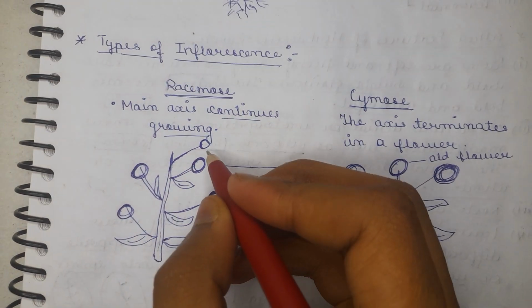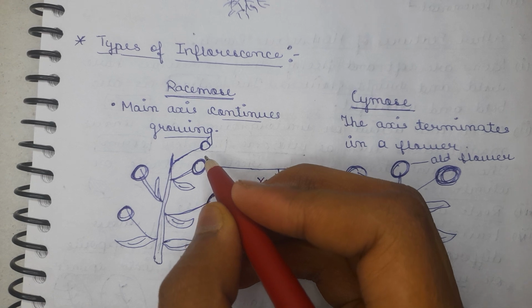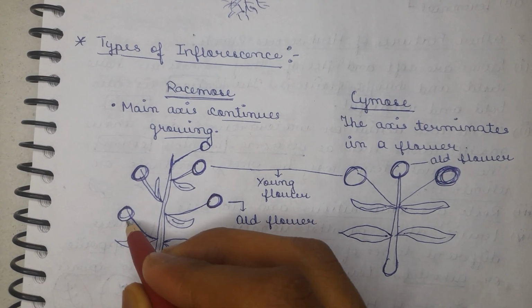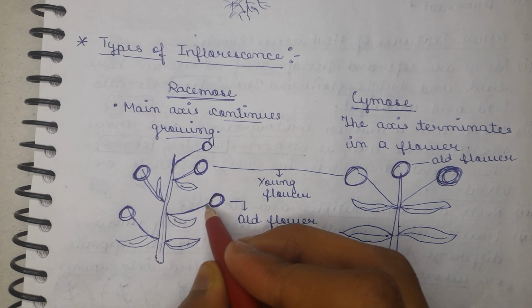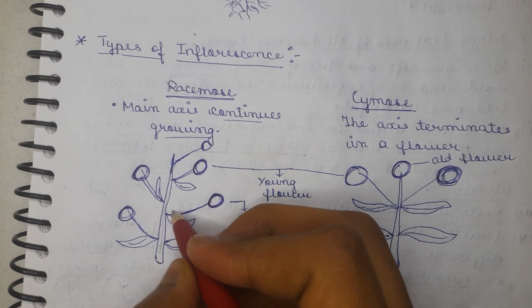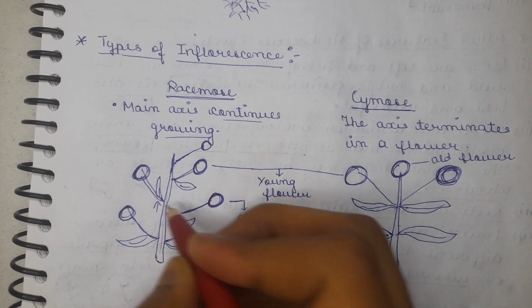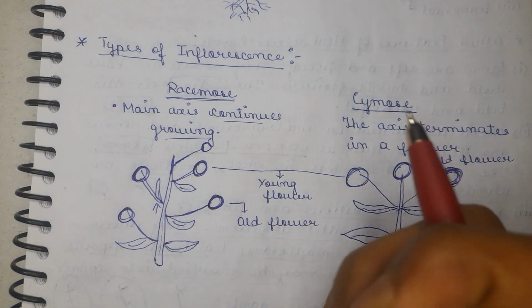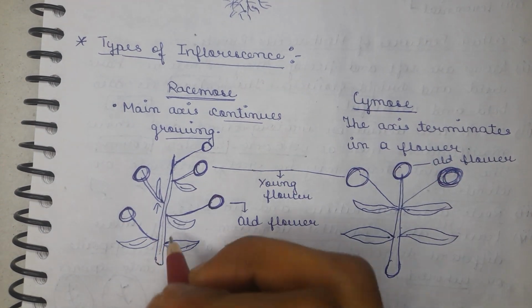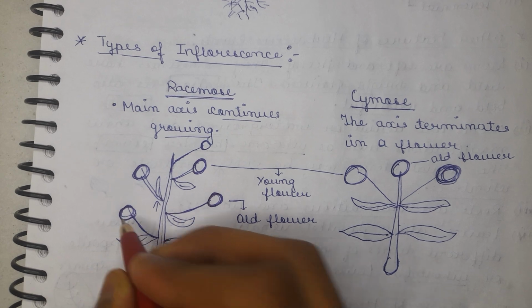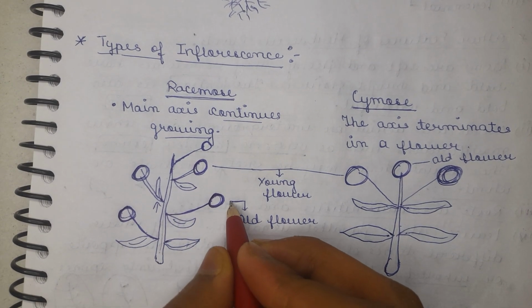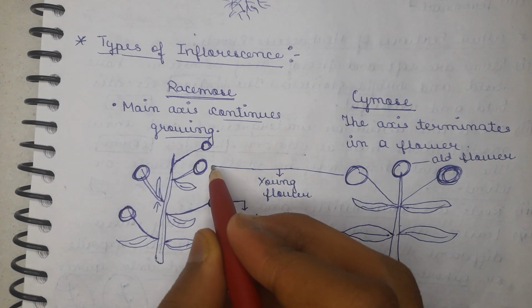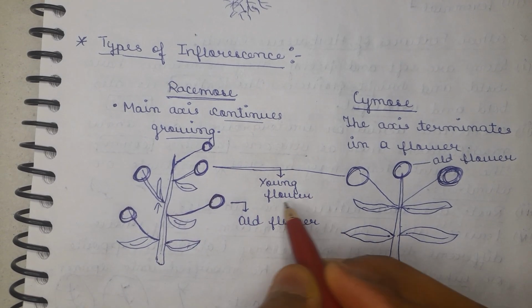So this is the term racemose given to the inflorescence. Basically the flowers are borne laterally in an acropetal succession. Acropetal succession means after one flower at the bottom of the plant, another flower will grow just above it, then another flower will grow above this stem. At the bottom of the plant these flowers are basically old flowers, and at the tip of the plant the new flower will grow. This flower is called the young flower.